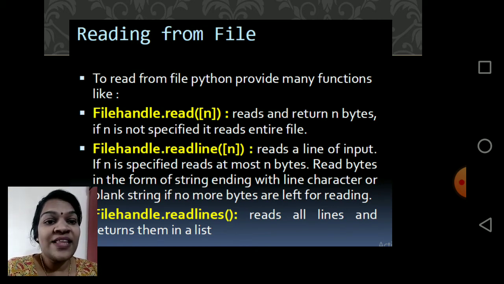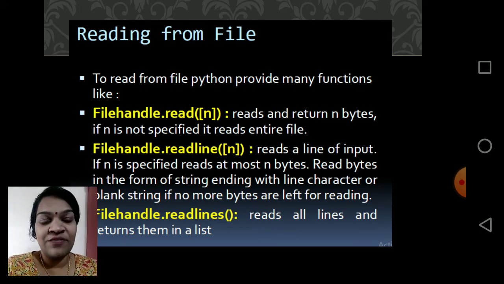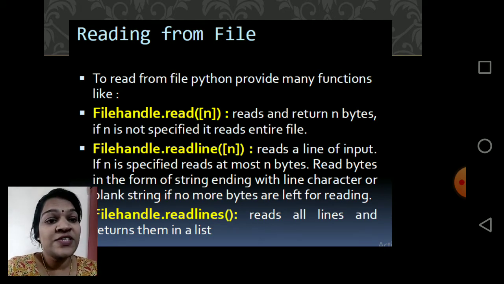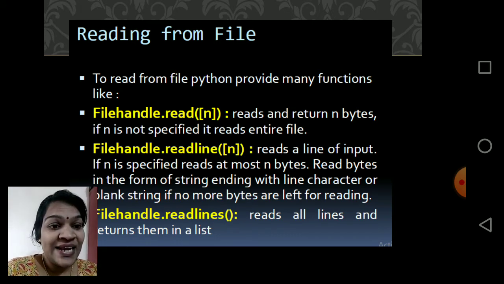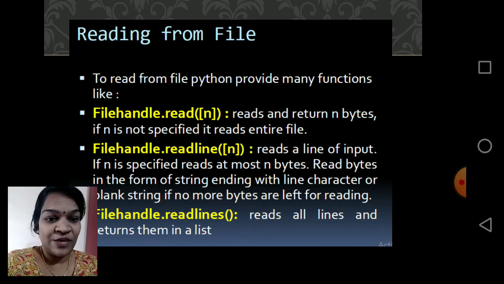And another function is read lines. It reads all lines and returns them in a list. Read gives a specific number of bytes from the file. Read line gives a line of input, and if you specify n inside that function, it reads that many bytes from that line and gives it to you. What about read lines? Read lines reads all the lines from the file and gives them to you.